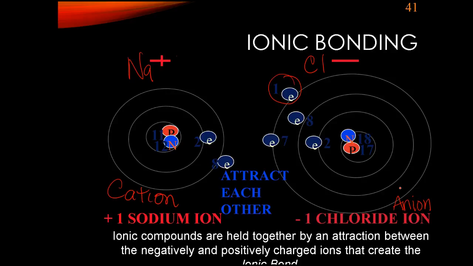Okay, it says, well, how are the two atoms held together? We know that ionic compounds are held together simply by the attraction occurring between the negatively and positively charged ions that are helping to create this ionic bond. All right, we'll stop right here and we'll pick up with hydrogen bonding next time.